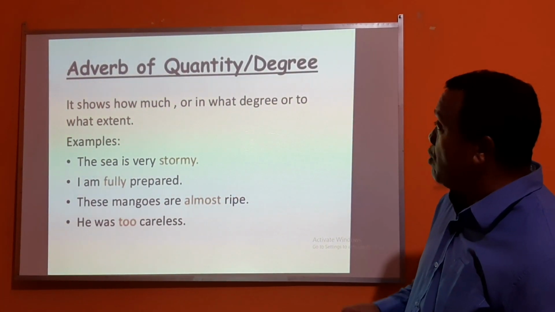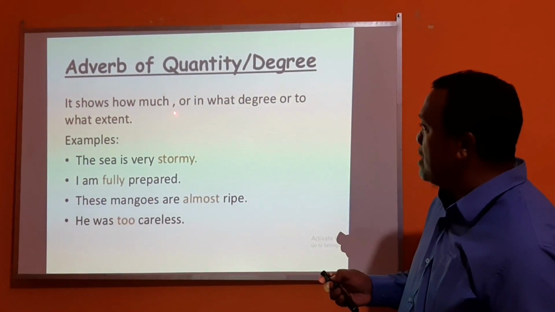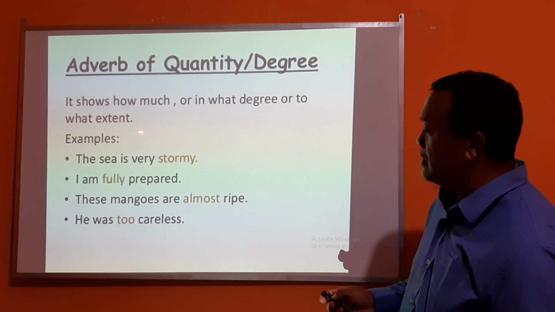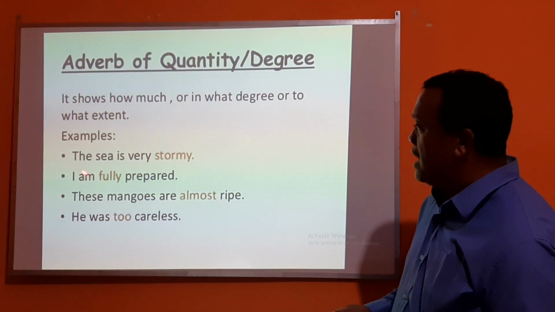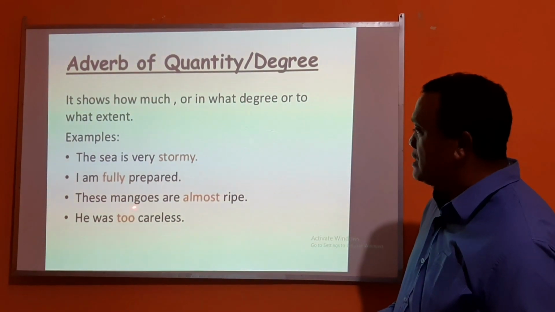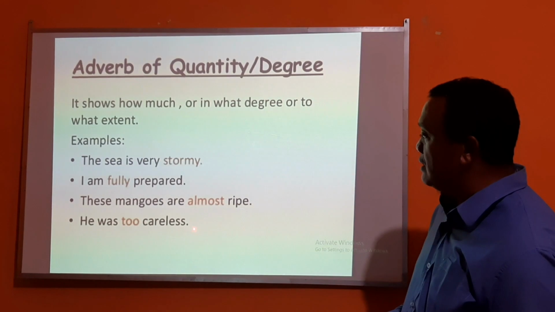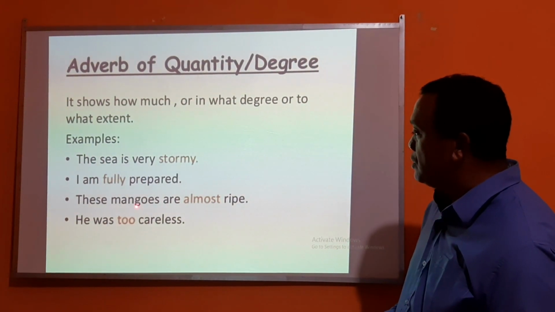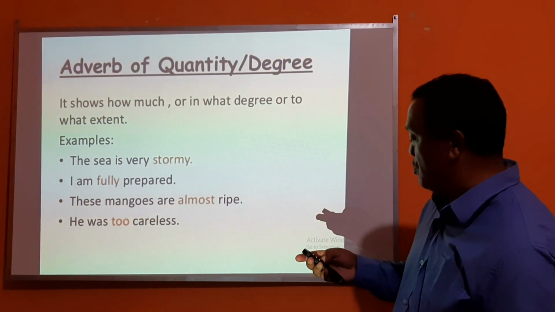And then adverb of quantity or degree. It shows how much or in what degree or to what extent. Example: the sea is very stormy. I am fully prepared. These mangoes are almost ripe. He was too careless. So very, fully, almost, too are called adverb of quantity or degree.